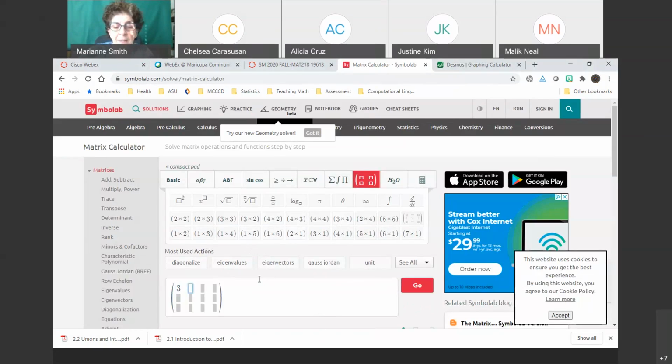So I have 3, -6. I'm just tabbing across on my keyboard. Then -1, 1, -1, 1, 1, -2, 0, -6. So that should be the same augmented matrix. Again, the bar that's here is something I'm just going to draw when I'm writing it on paper. That's not necessary here. And then all I have to do is hit go and Symbolab will know what I want to do.